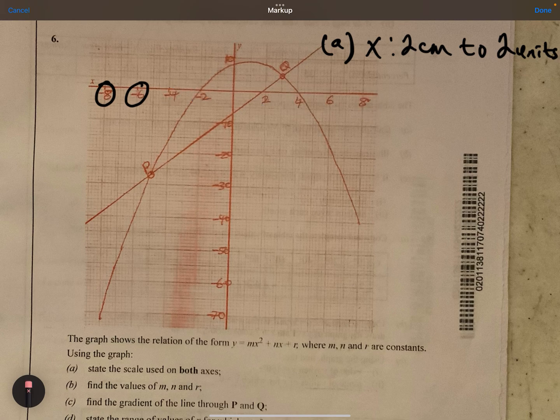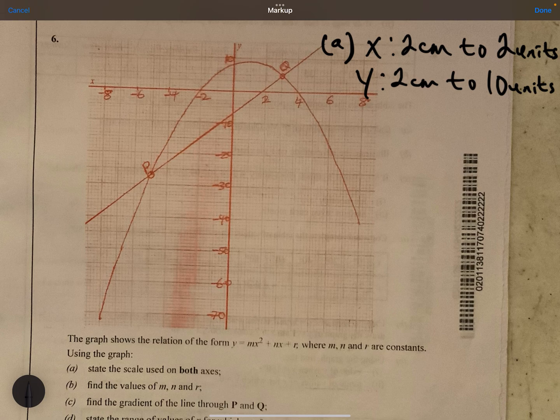Now what's the scale on the y-axis? This is 0, -10, -20, -30, -40. That means the scale on the y-axis will be 2 centimeters to 10 units. That's the scale on the y-axis. Yeah, that answers the first question.